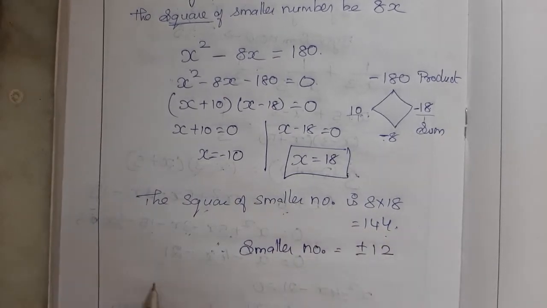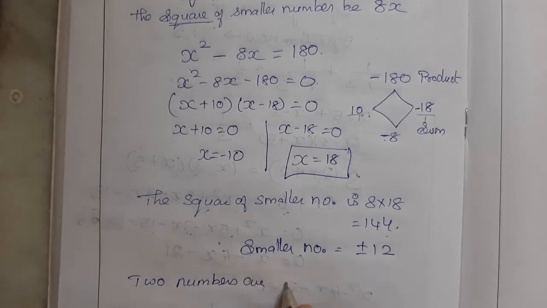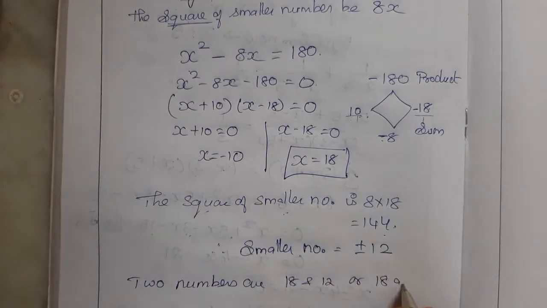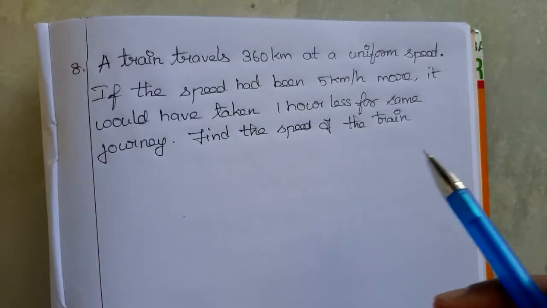So what are the two numbers? The two numbers are 18 and 12, or 18 and minus 12. Clear? So here we go for the next word problem.